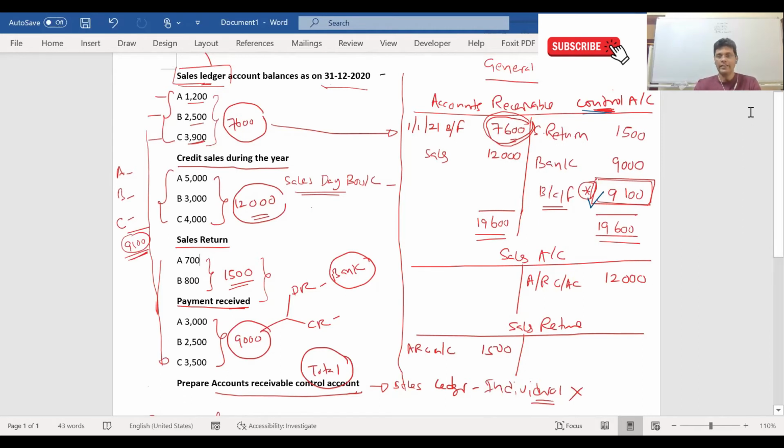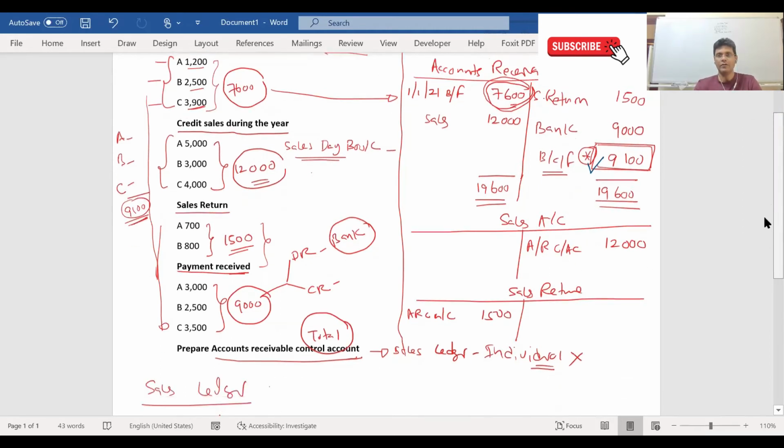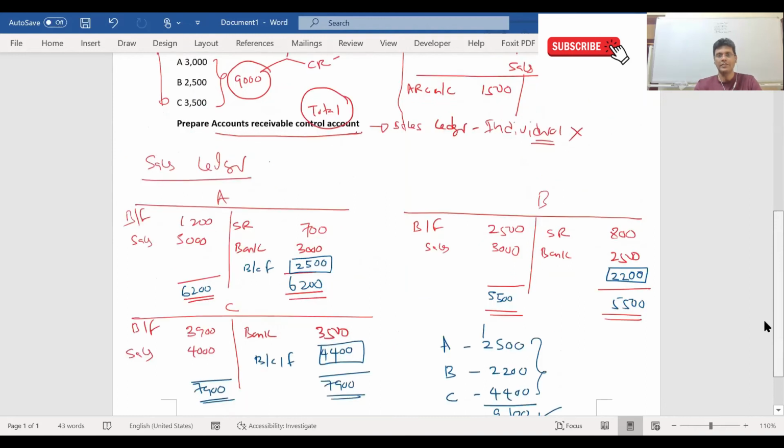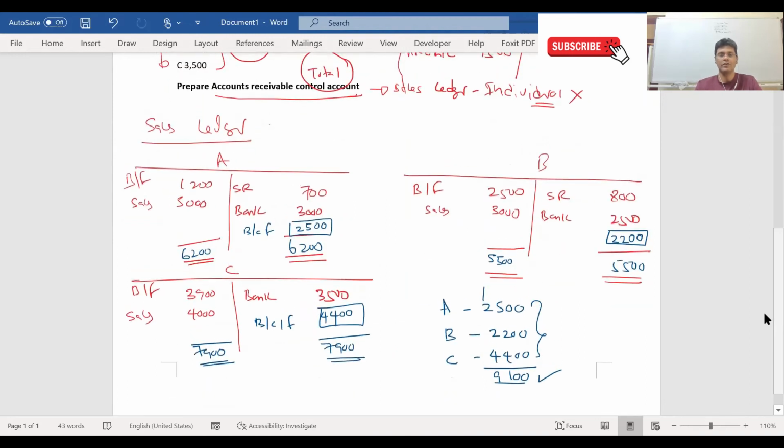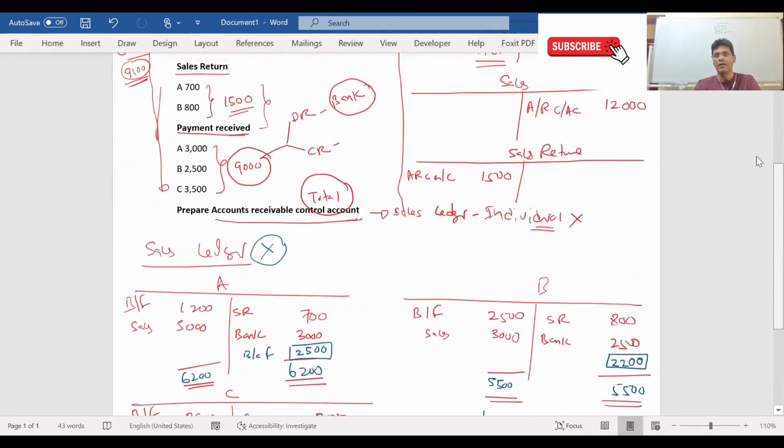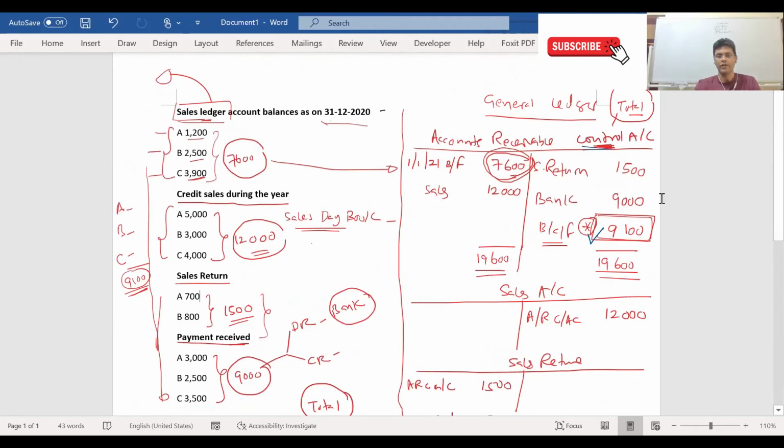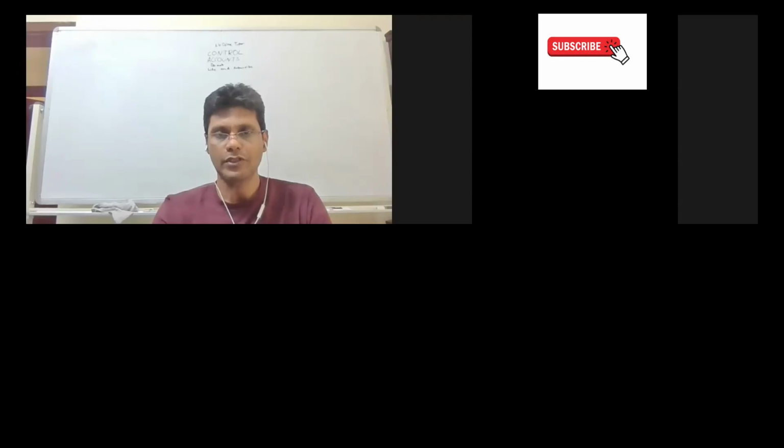Okay, so that is the further explanation, but you are not supposed to do these transactions. You don't need to record it in the sales ledger. This is for your explanation purpose. I just showed this. So you need to prepare only accounts receivable control account. Now I will show you one exam paper question.